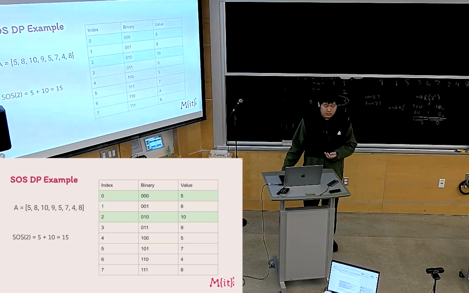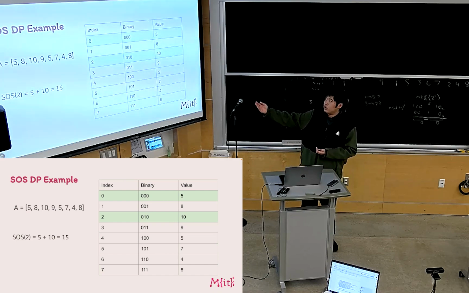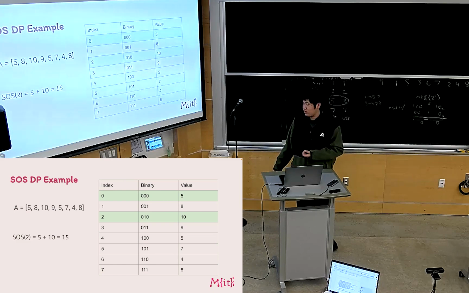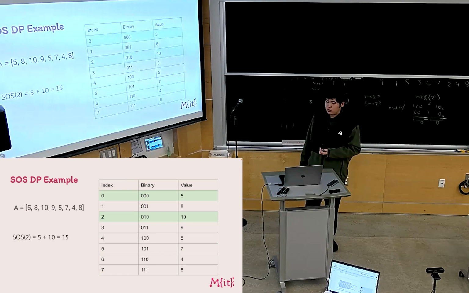Wait, SOS of X is the sum of numbers in A that are a superset? Subset. A subset? So, SOS of an index or a value? Wait, is 2 like a value? Or 2 would be an index with a binary representation of 010. Oh. And this is the sum of values. Yes, it is the sum of values corresponding to the subsets of that index.